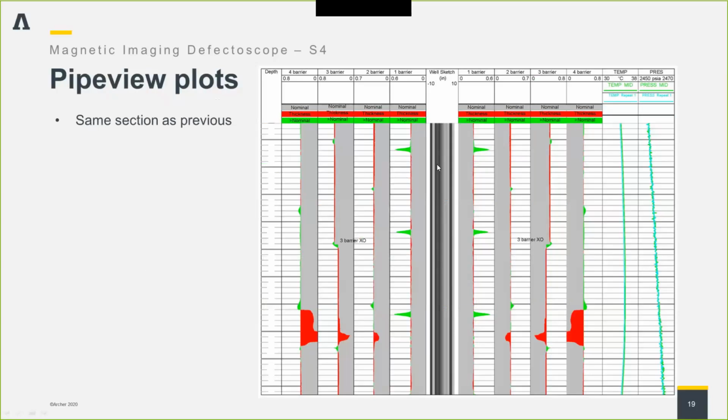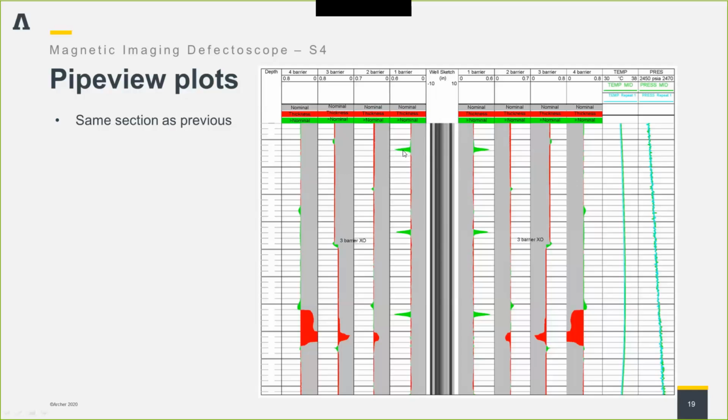We've got the well sketch in the middle, the 4 barriers, and their mirror images on one side and the other. The closest one is the first barrier, so that's the tubing, then the second barrier, third barrier, fourth barrier. The green is where the calculated metal is larger than nominal, and the red is lower than nominal. So the green is higher than nominal, that's a tubing joint.